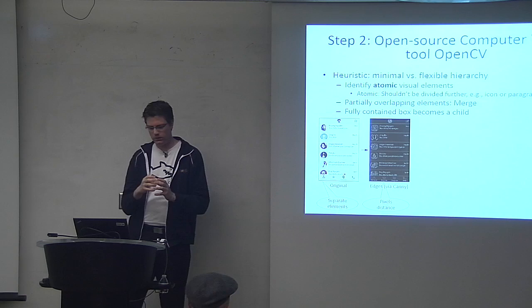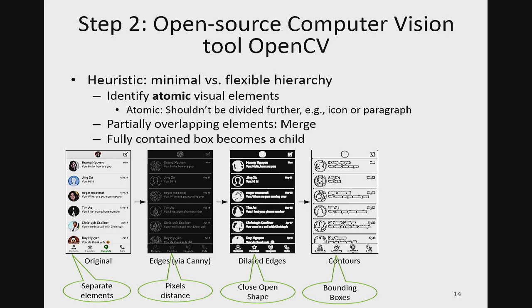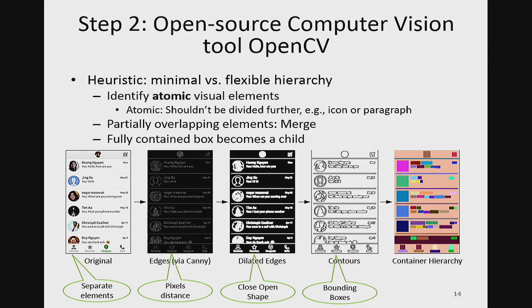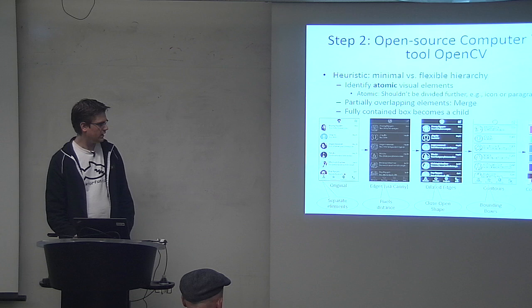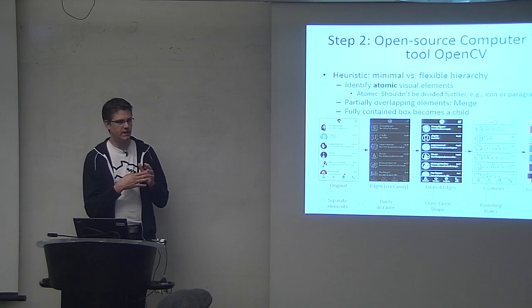In order to do this, we dilate these edges to blur them together. Then we compute contours, which are just the boundaries. And finally, we compute the bounding boxes of those contours. These bounding boxes are the first shot at the UI hierarchy. Then we can figure out which of these boxes overlap and which are nesting each other.